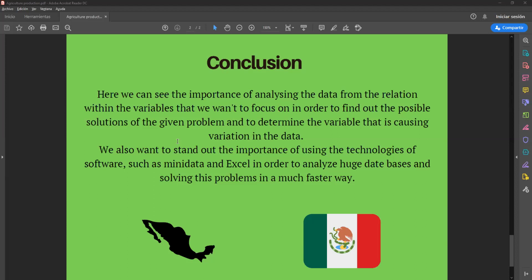And then to conclude, we can see the importance of analyzing the data and the relation between the variables that we want to focus on, in order to find possible solutions to the given problem and determine the variable that is causing variation in this data. In our case, the relation between the different crops and the hectares sowed and harvested. We also want to stand out the importance of using software technologies such as Minitab and Excel in order to analyze huge databases and solve this problem in a much faster way.